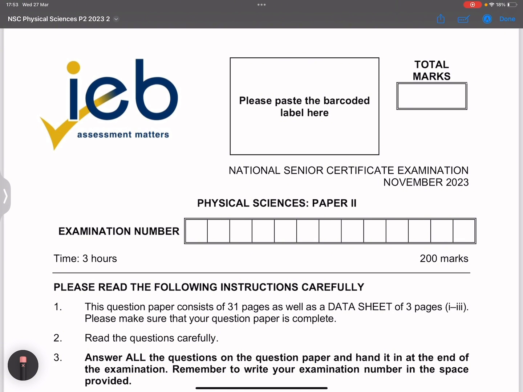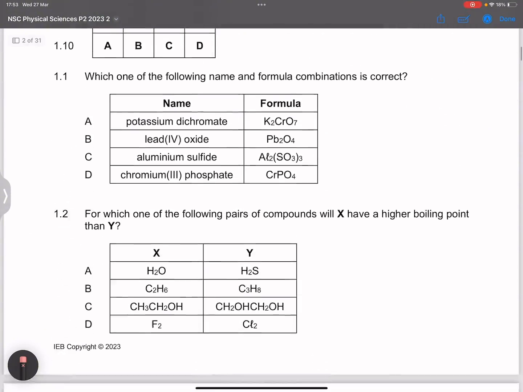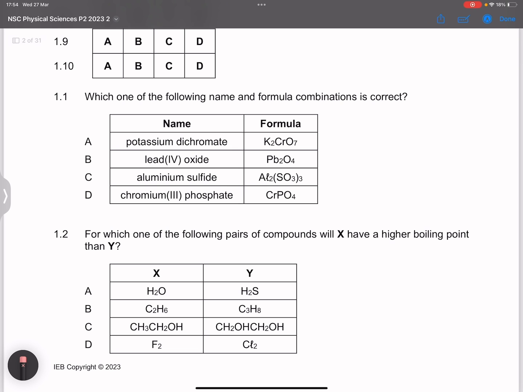And let's dive right into this paper. Let's start with the multiple choice section. I'm going to start with question 1.1. The question says to us, which one of the following name and formula combinations is correct?